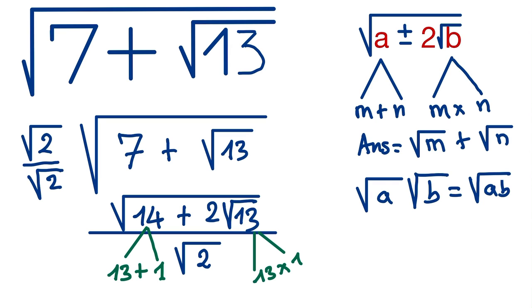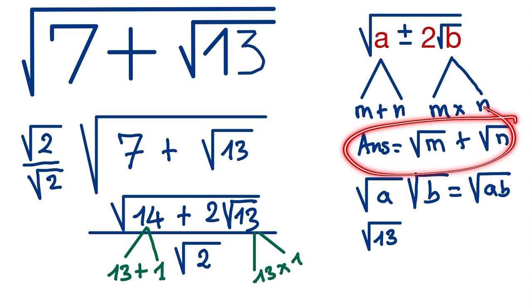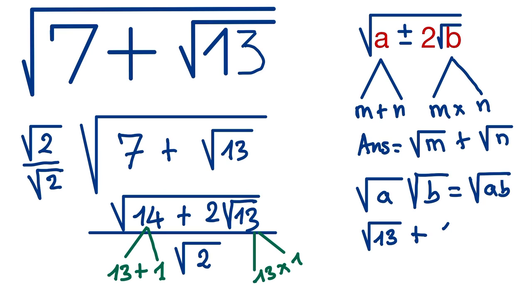So to write our solution, we haven't forgotten root 2. The solution will be root 13 plus root 1, which is the same as 1, and for our denominator we still have root 2. So divided by root 2.